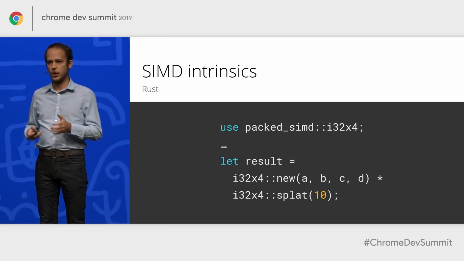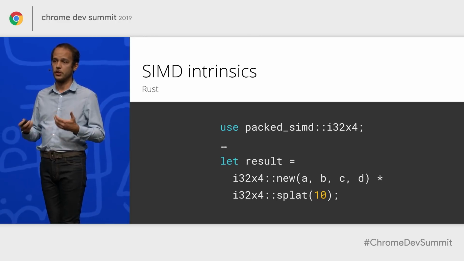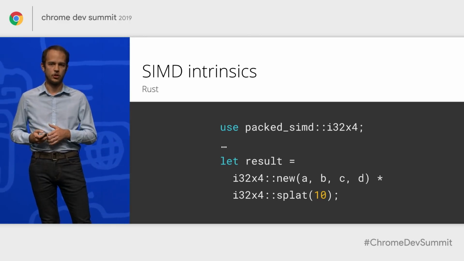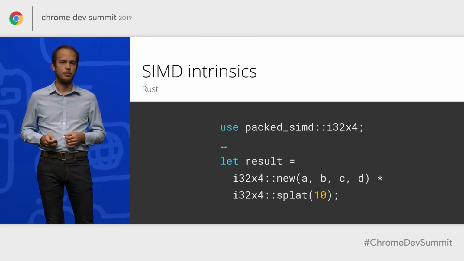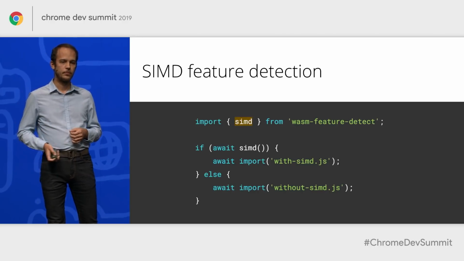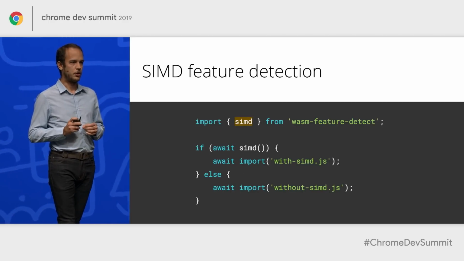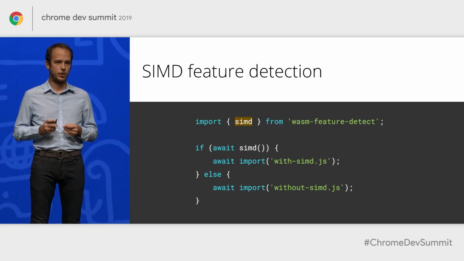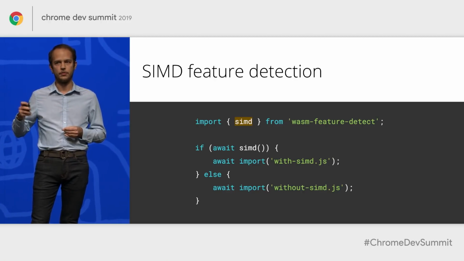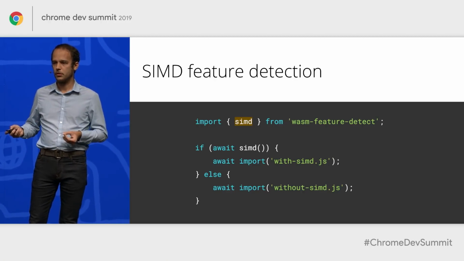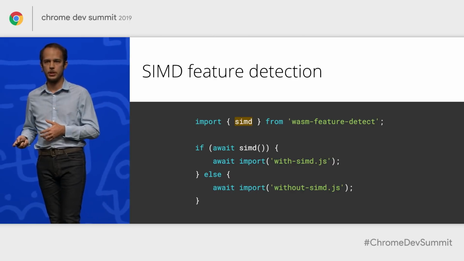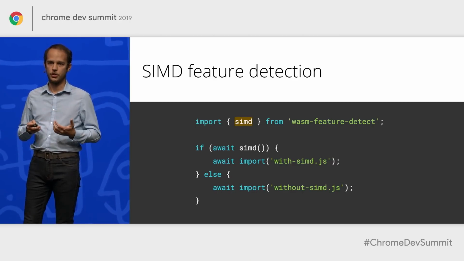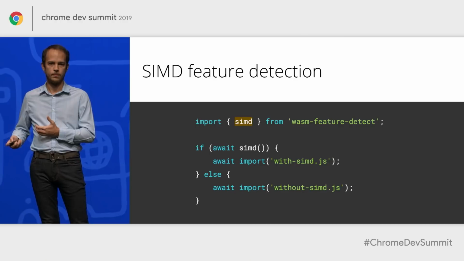In Rust, the easiest way to use them is currently through an external packed SIMD crate, which is intended to be a prototype for a future standard library API. One important thing to keep in mind is that SIMD is still experimental and available only in Chrome under a flag. So just like with threads, you need to make a separate build that makes use of SIMD, and then use a feature detection library to load it only if it's supported.